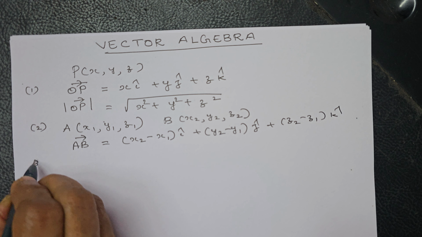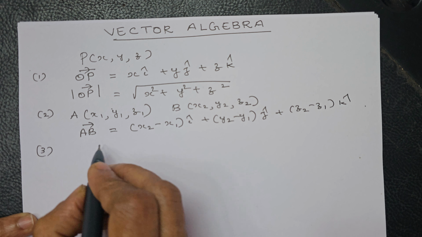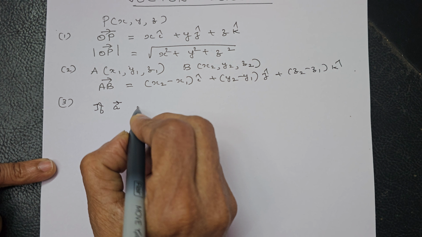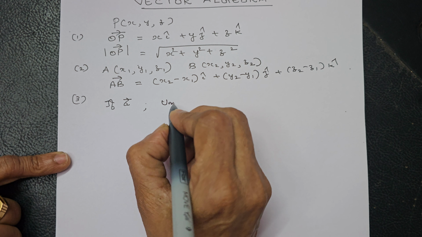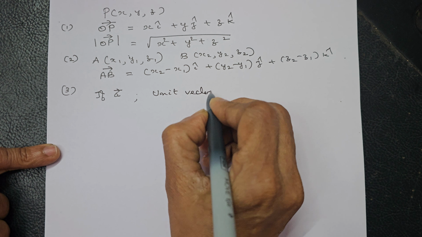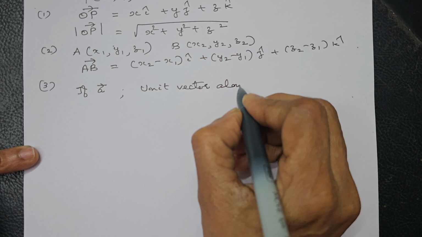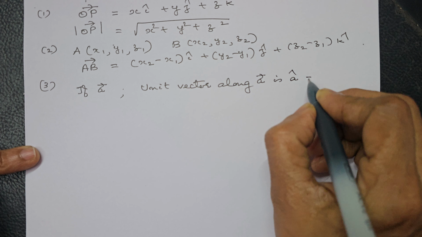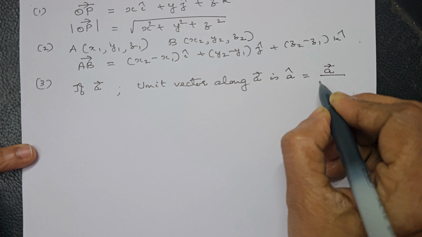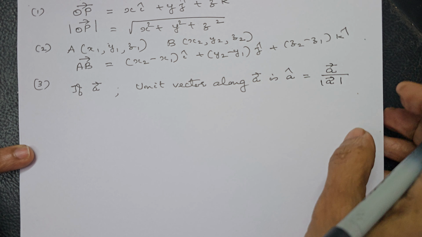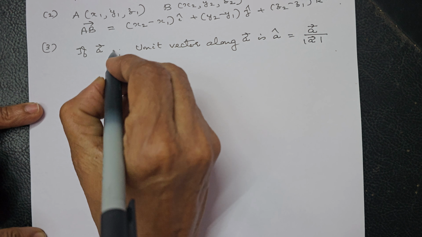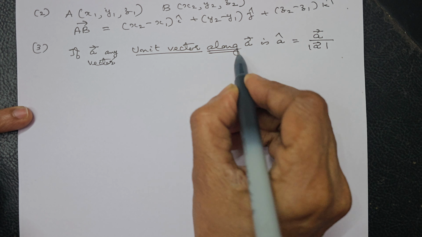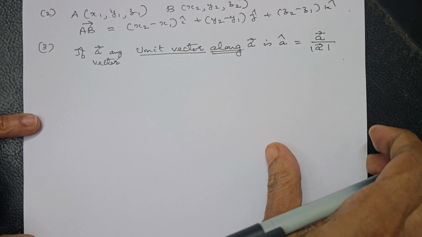Now next concept. If vector A is any vector in space, then the unit vector along or in the direction of vector A, denoted by A cap, is given by the vector A divided by its magnitude, modulus of A. So if A is any vector, then the unit vector along vector A is A divided by the magnitude of vector A.